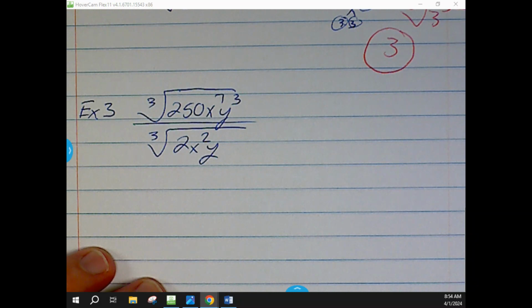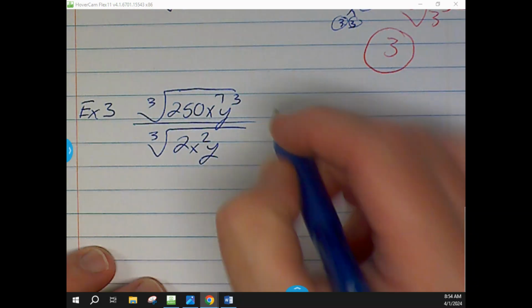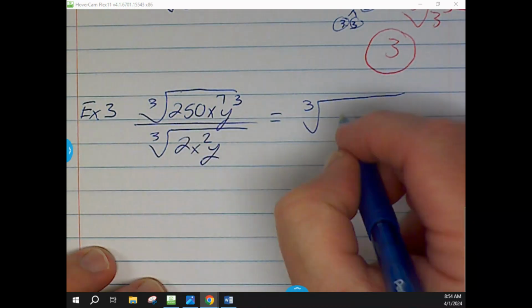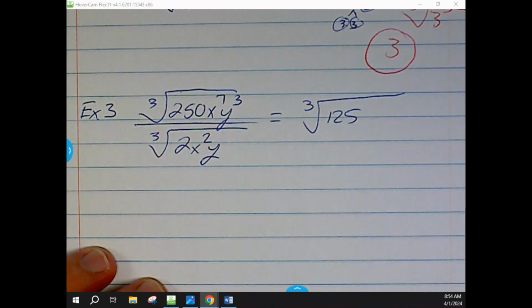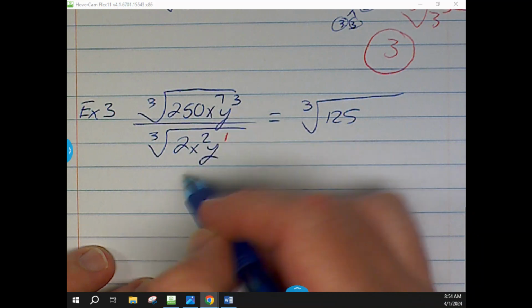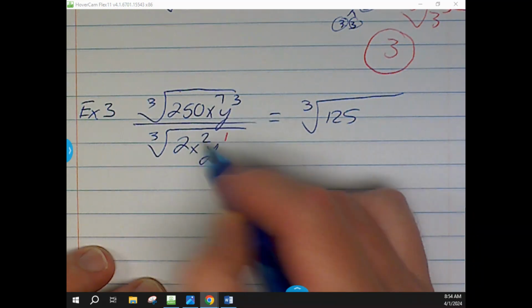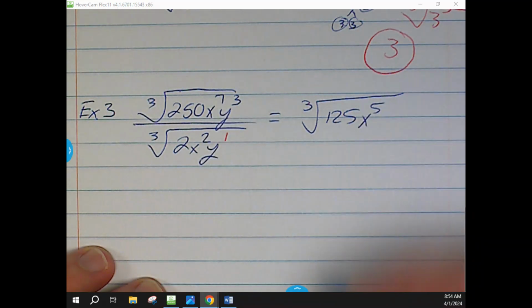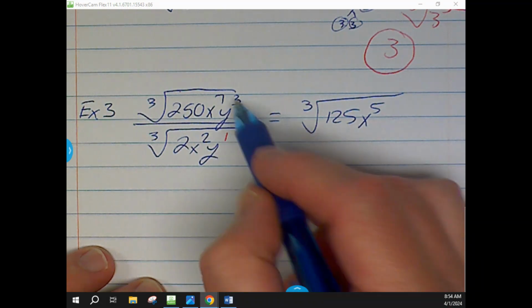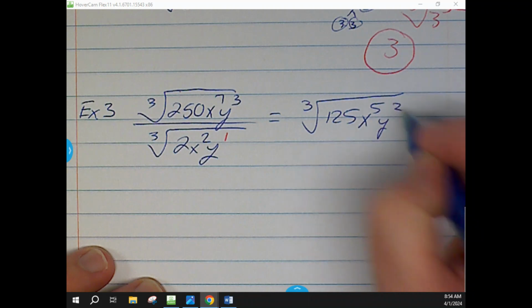Okay, and again, here's where you can think about the different parts and pieces of it. We've got the third root of 250 divided by 2 would be 125. And with the variables, here's where you're just going to take the top number and subtract the bottom number from that. So for the x's, it's 7 minus 2 to make that x to the fifth. For the y's, the y is here by itself, so it's understood 1. 3 minus 1 would make that y squared.